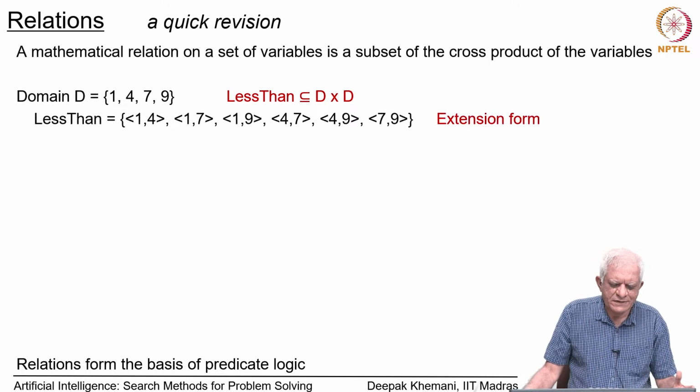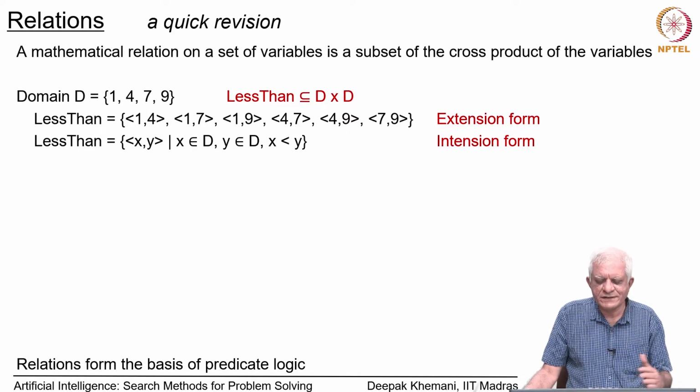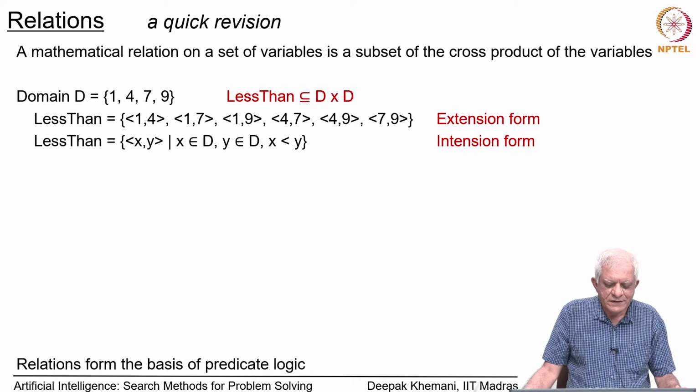So, let us look at numbers. For the sake of brevity, we will just choose a small domain in which there are only 4 numbers: 1, 4, 7, 9, and we want to model the relation which is less than. Now, of course, we are familiar with all this stuff, and it is, as I said, a quick revision.